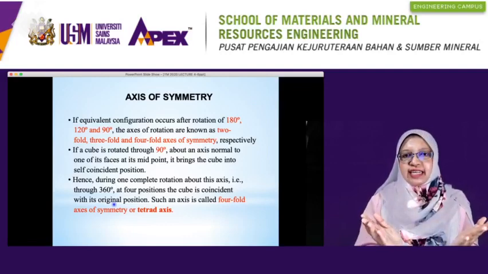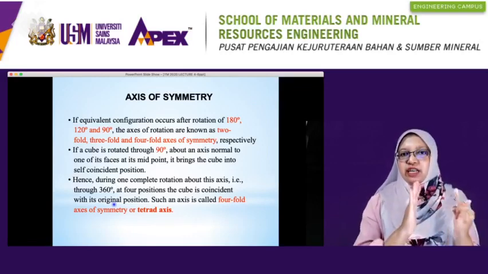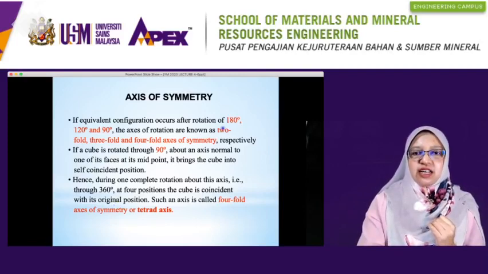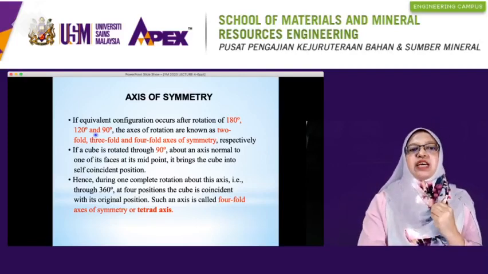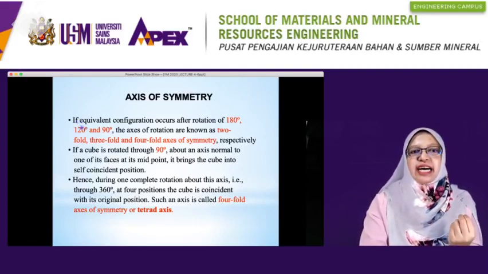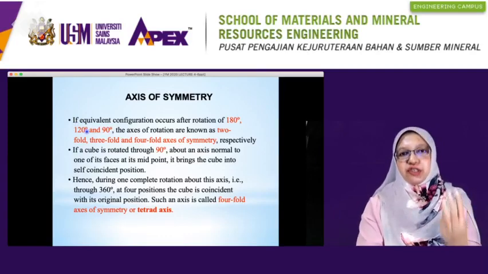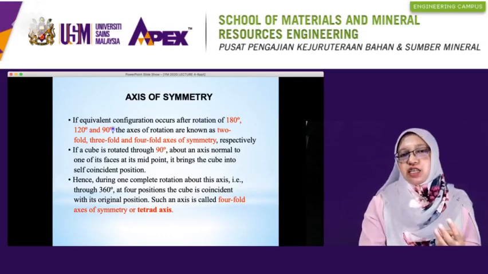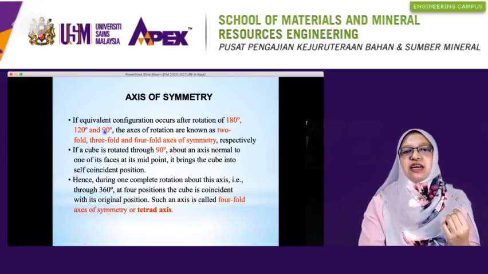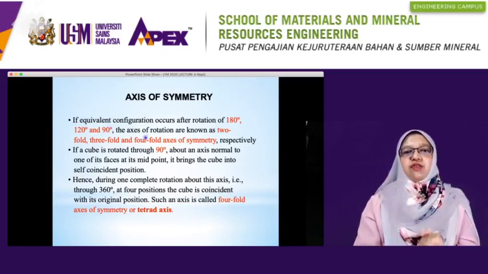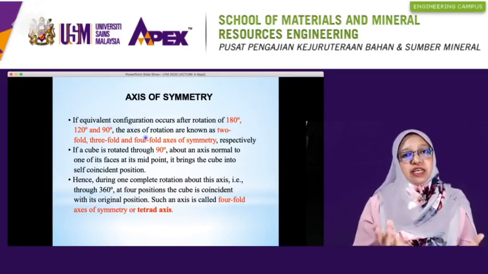How do we get that? 360 divided by 180 degrees, that will give you two-fold. 360 divided by 120 degrees, that will give you three-fold. And 360 degrees divided by 90 degrees, that will give you four-fold axis of symmetry.